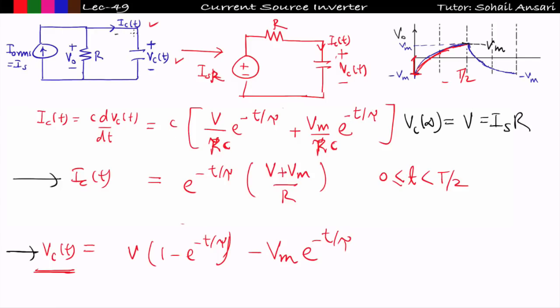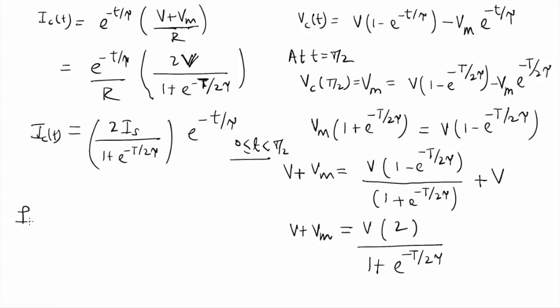Now once I got the Ic of t equation in between 0 to T by 2, then I can easily find the load current I naught. Here this is the load current I naught, and load current is nothing but Is minus Ic of t. I can write like this, apply KCL at this point, you will get Is minus Ic of t will be load current. So in this way I can find the load current also, I naught of t will be equal to Is minus this equation. So this is equal to Is minus Ic of t.